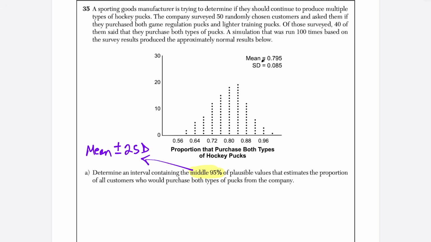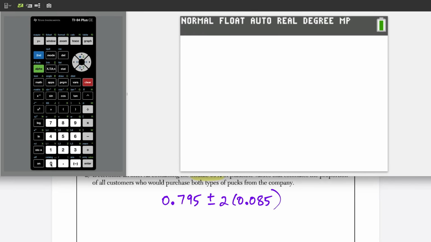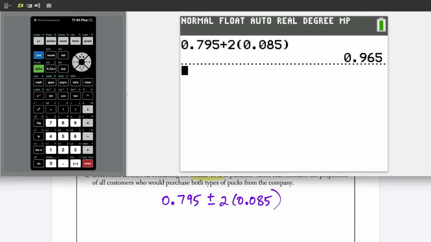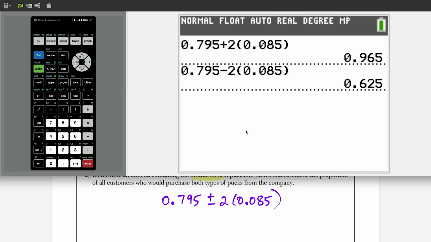So what we're going to do here is take the average 0.795 and we're doing plus or minus 2 standard deviations, and the standard deviation here is 0.085, and this is going to help us build the interval. So we could just type this in on the main screen. We're going to have 0.795 and we're adding 2 times 0.085, and we also have to do minus 2 standard deviations. So I'm just going to press enter on the previous line and scroll over to the plus and make it a minus. And now this is going to give us the beginning and end of our interval.